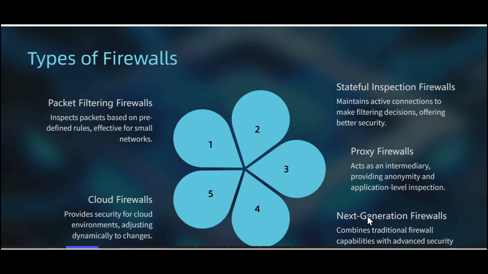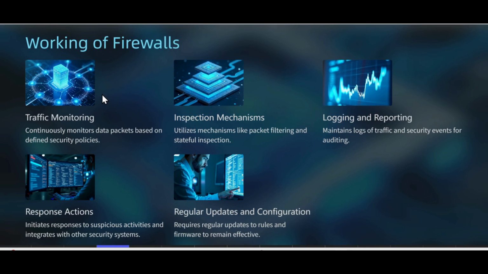The fourth one is the next generation firewall. It combines traditional firewall features with advanced capabilities such as deep packet inspection, intrusion prevention, and application awareness. The last one is cloud firewalls. Cloud firewalls are designed for cloud environments and dynamically adapt to changes in cloud infrastructure. In this video we will talk about how firewalls work and the advantages and limitations of firewalls.